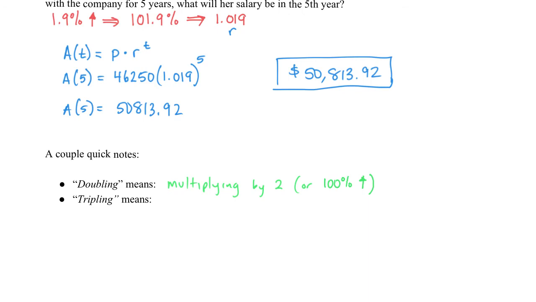Tripling means multiplying by 3, or you could think of it as a 200% increase, okay? Which, when you convert it, you're going to add to 100, which gives you 300%. Divide by 100 gives you back to 3. So you can see how these two things are connected here. Multiplying by 3 is the same thing as a 200% increase. Multiplying by 2 is the same as a 100% increase. So go try the practice and let's see how we do with this.